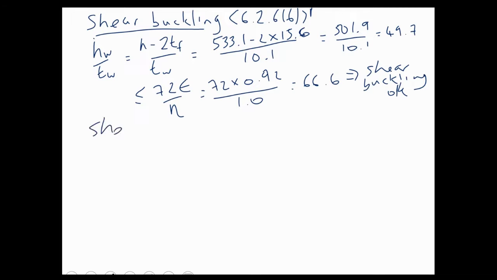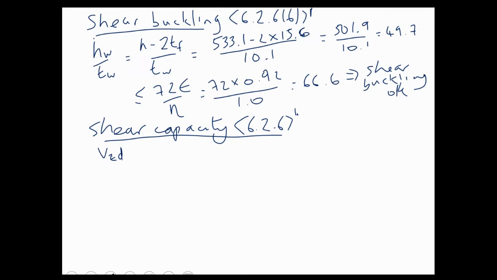So now check the shear. We're going to check the shear capacity, or the shear resistance, of the section, which is the same 6.2.6 in Eurocode 3 part 1 part 1. What we're aiming for is that the utilization ratio, which is the demand divided by the capacity, is less than or equal to 1.0. That comes from equation 6.18 in the Eurocode.